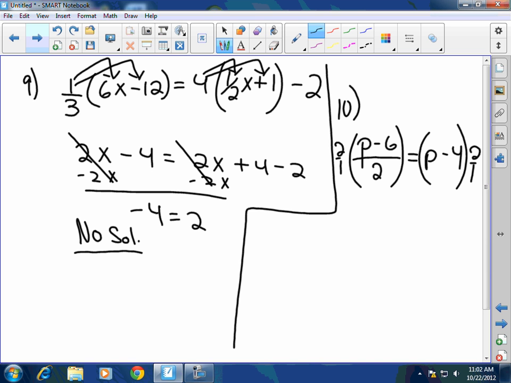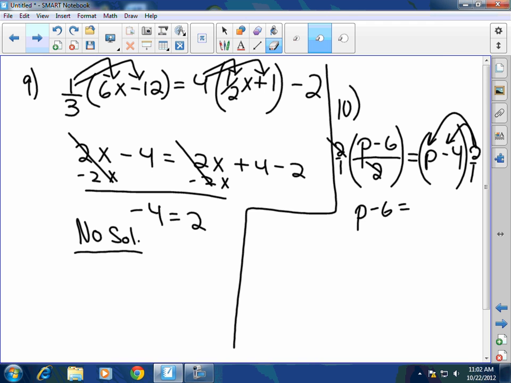Remember the whole parentheses thing that I told you guys to be careful with? You guys didn't do it here. This is what most of you did. You canceled that, and then you got p minus 6 equals p minus 8. What's wrong with that little scenario? You have to distribute the 2 to the p and the negative 4. That is why you got those wrong. That is 2p minus 8.